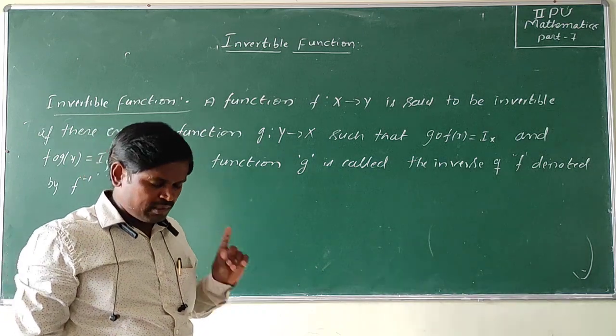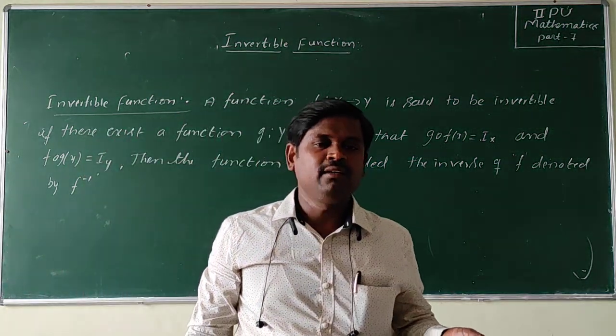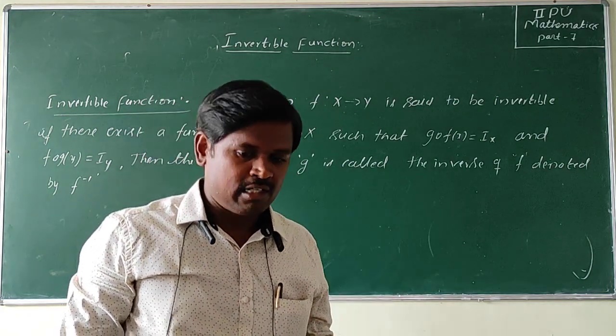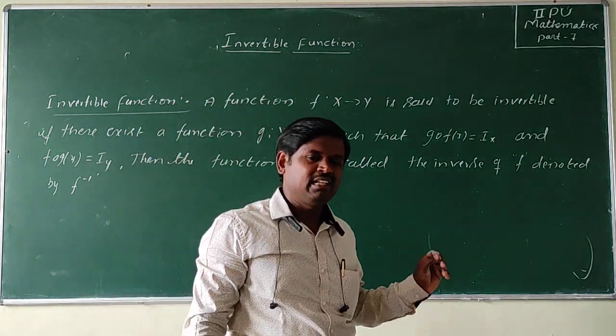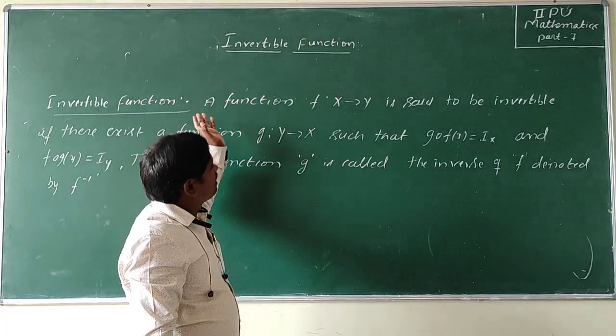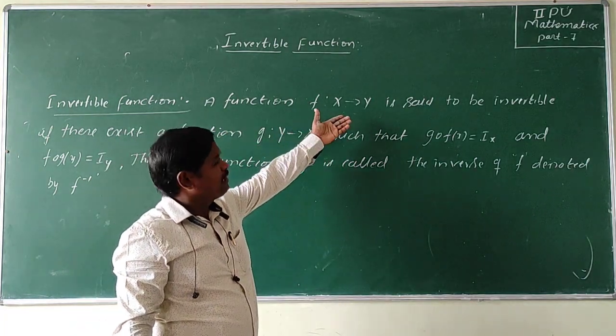Okay. So one method is by verifying whether the given function is one-one and onto. If it is one-one and onto, then we are clear that the given function is invertible. Another method is, the function f mapping from X to Y is given.